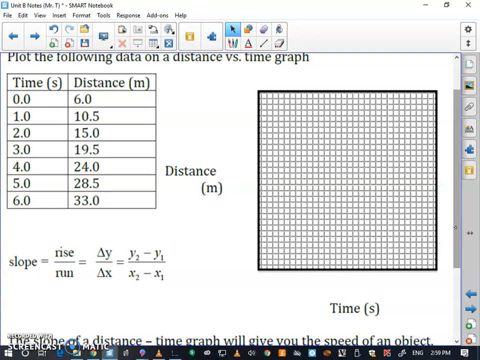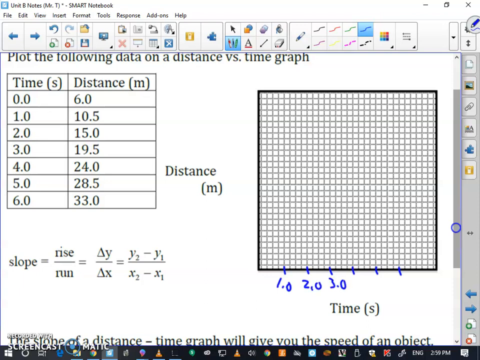So the first thing you want to do is set yourself up a scale. The scale has to work to go at least up to 6. When I set this up, I'm going to think about whether I can do every 4 units or something like that to go with every one. Probably, something like that would be fine. So 1, 2, 3, 4, 5, and then 6. Okay, now we've got our time set up.